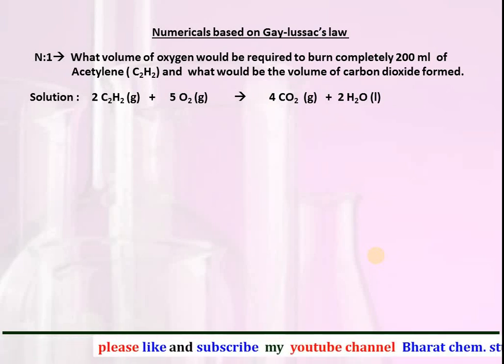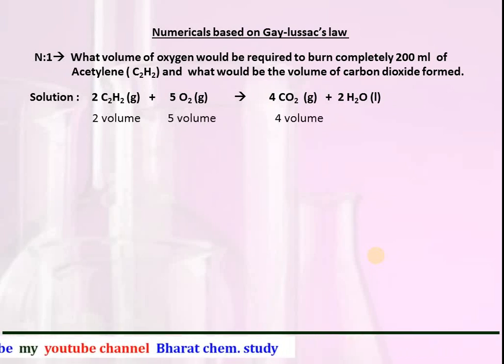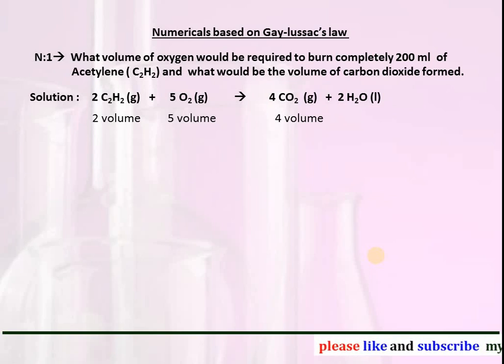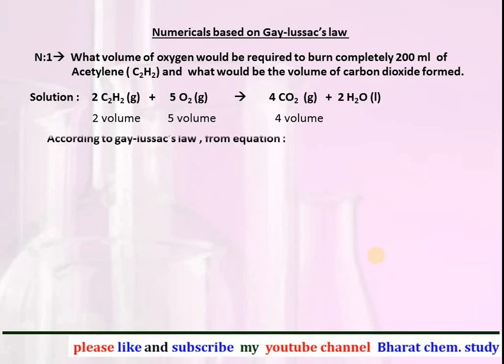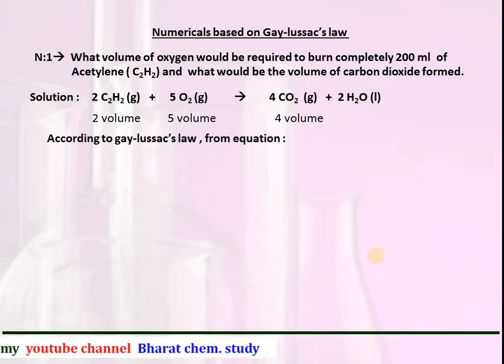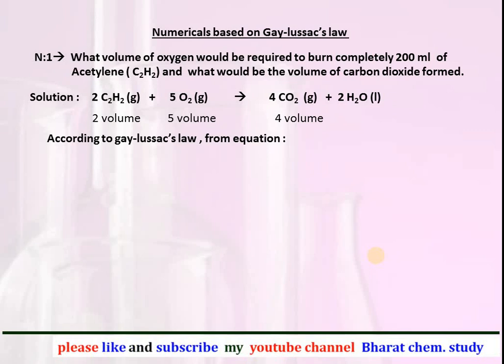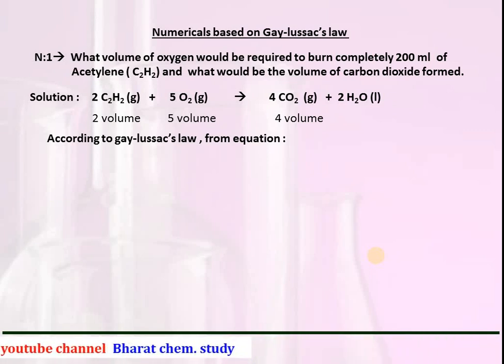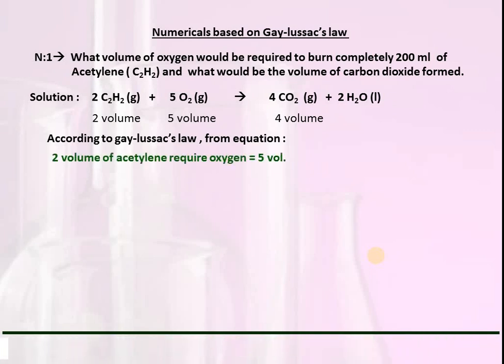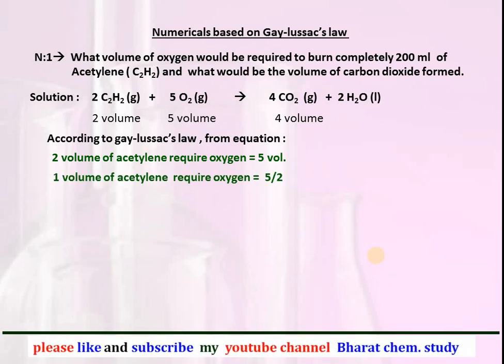So, according to Gay-Lussac's law, from the equation, 2 volumes of C2H2 react with 5 volumes of oxygen to give 4 volumes of carbon dioxide. According to Gay-Lussac's law, it is clear from the equation. Now, the volume of acetylene is given, so we have to calculate the volume of carbon dioxide from the volume of acetylene. So, according to the equation, 2 volumes of acetylene require oxygen equal to 5 volumes.